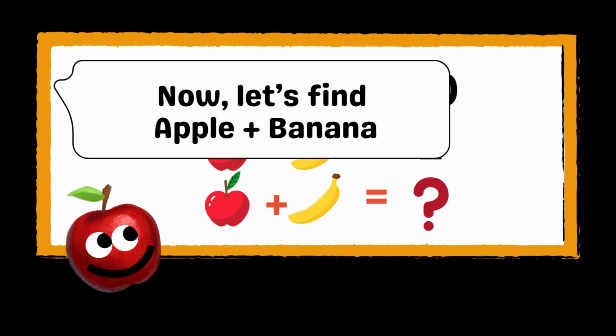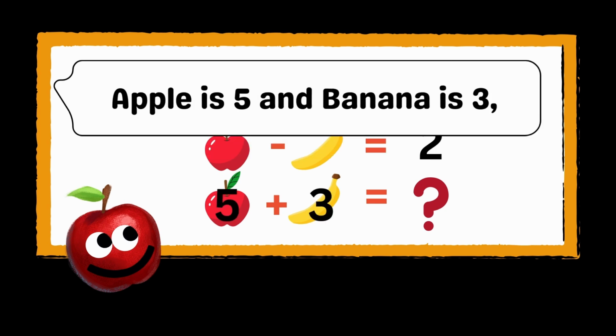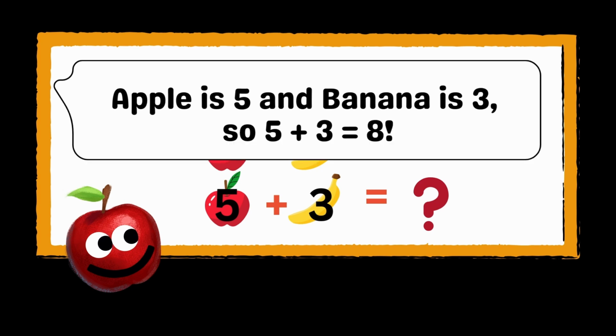Now let's find apple plus banana. Apple is 5 and banana is 3. So 5 plus 3 equals 8. The answer is 8.